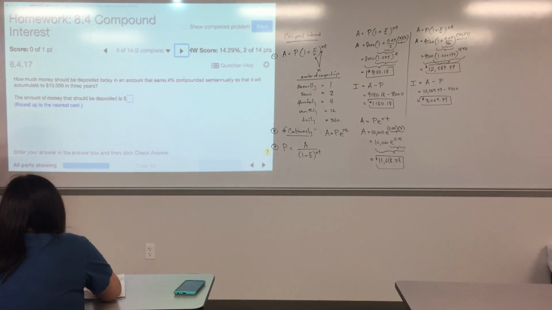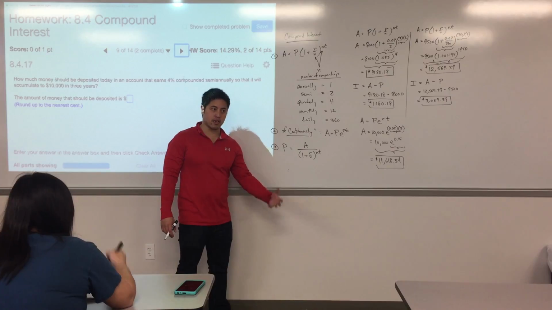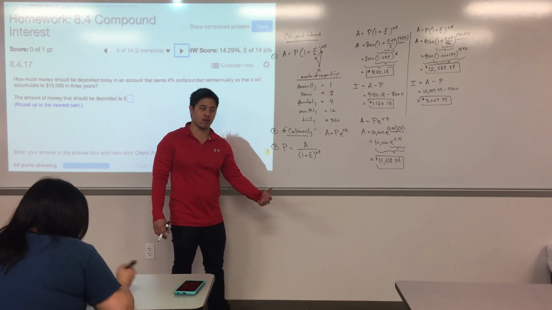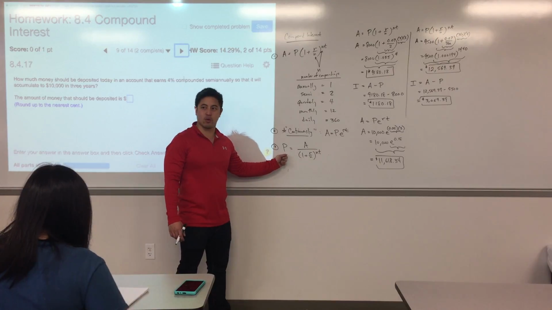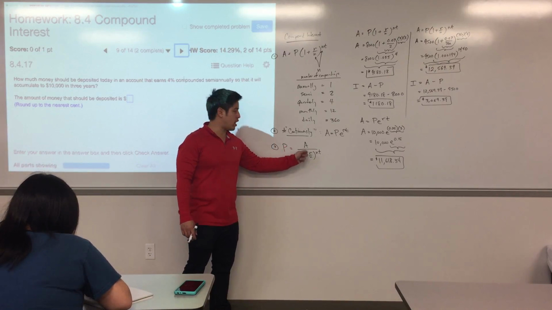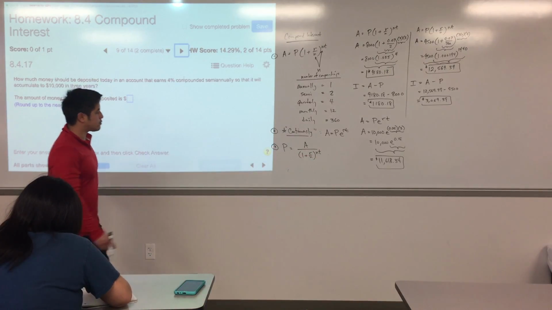In other words, if they ask you how much should be invested now, how much should be put down now, how much should we start the account with, that's this one. We're looking for the principal. It's going to be based on the future value, rate, number of compoundings, and time. Let's go solve this one.